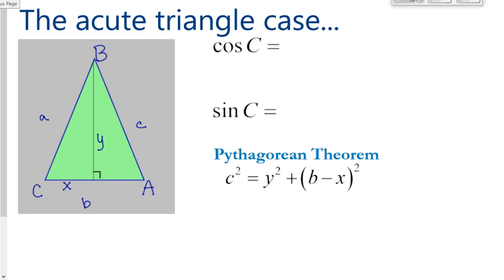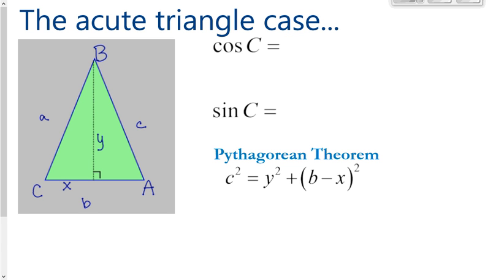So I'm going to start with an acute triangle. So I've drawn acute triangle ABC. I've dropped a perpendicular from angle B and labeled that length Y. And I've labeled the sides A, B, and C as well. And then the perpendicular causes us to have two small right triangles, and so I've labeled the length here X.